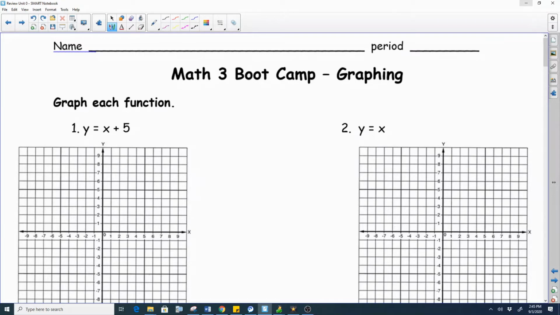So hopefully you watched those notes. That helps you in class or if you're an at-home learner. And now this is kind of part two of learning with graphing.